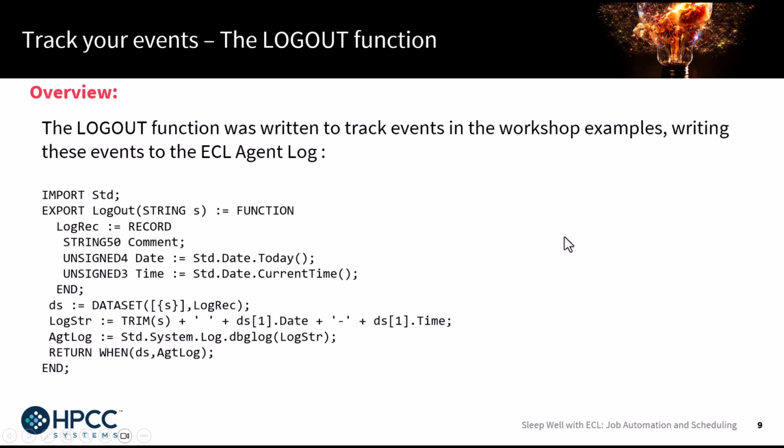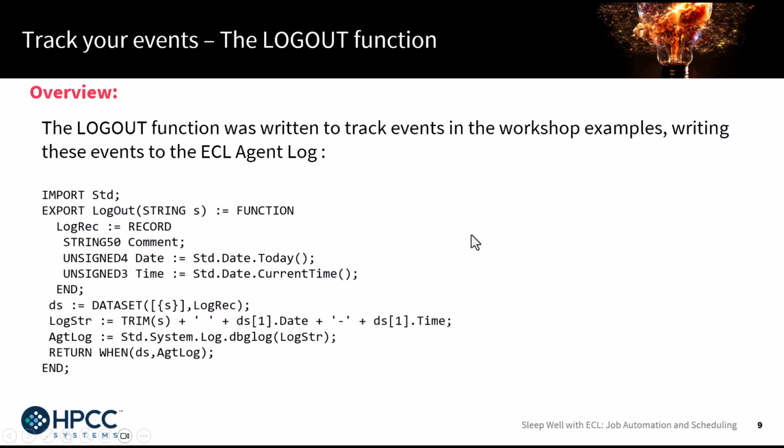We start with a record structure that has 3 fields. We have a comment field, and then referencing from our standard library functions, the today function, which then puts the date into an unsigned 4, and the current time, which puts it into the standard time format, which is an unsigned 3.